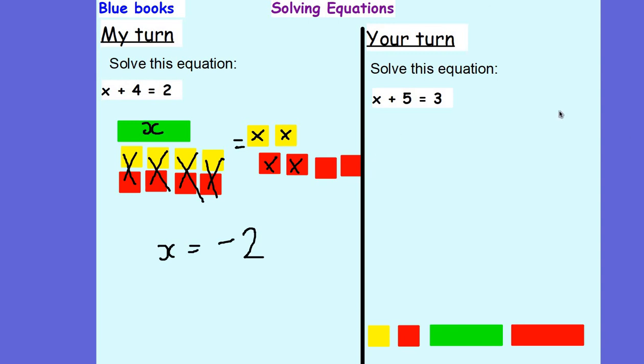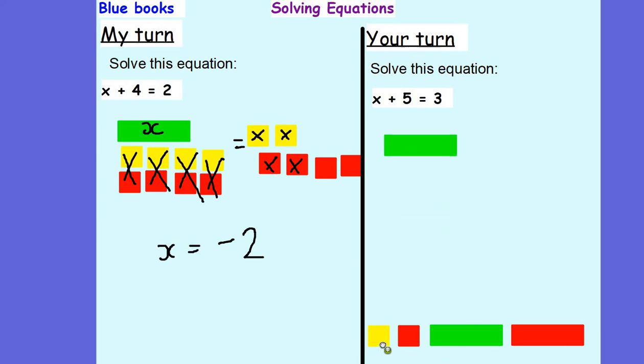Over to you, Year 7. In your dark blue books, please pause the video for 5-10 minutes and have a go at this one for me. Model it out using your algebra tiles. Take as long as you need, step by step. Can you solve this equation? Okay, let's go through the answer.